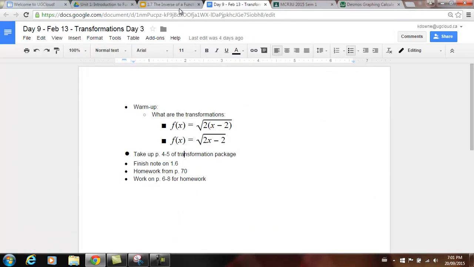Okay, welcome to lesson 1.7 on the inverse of the function. Before I get into that, we wouldn't have done a warm-up in class today, so we would have talked about this question here. So you can look at this and just consider what the transformations might be in both of these functions.